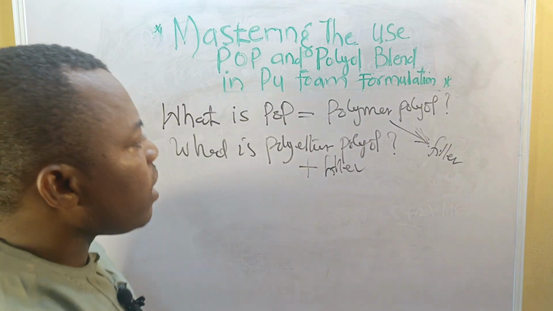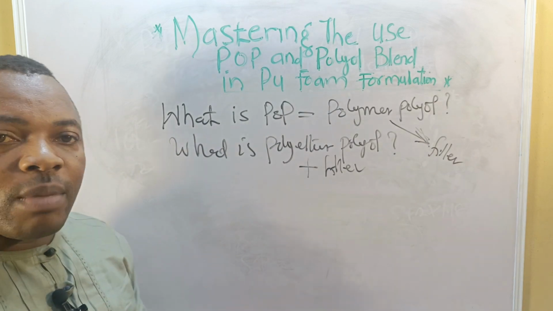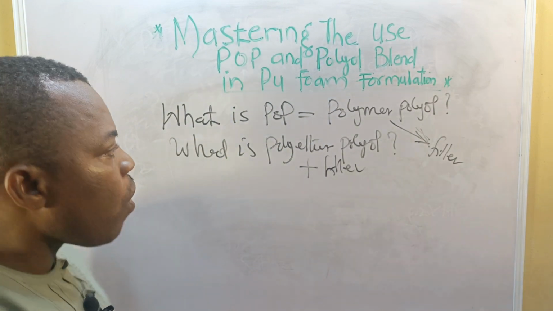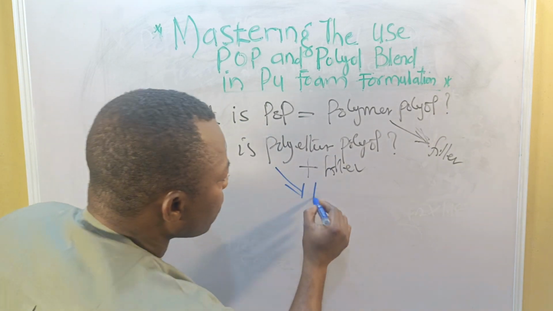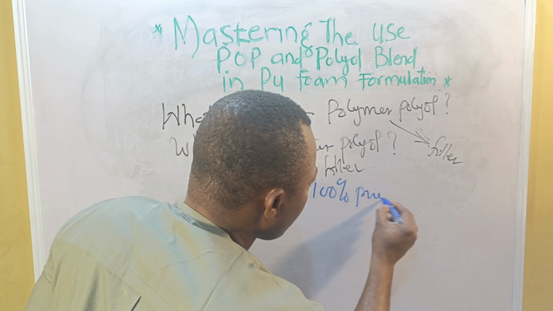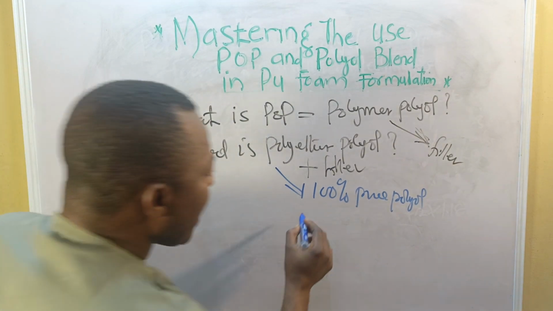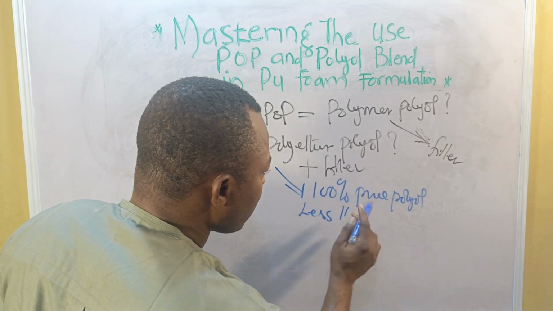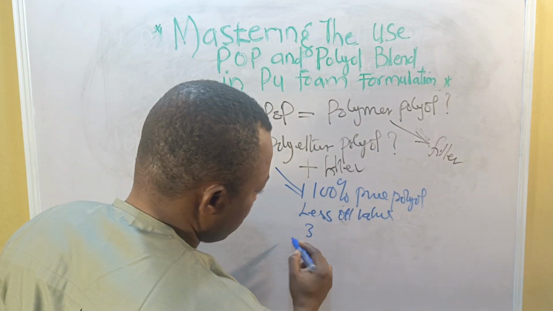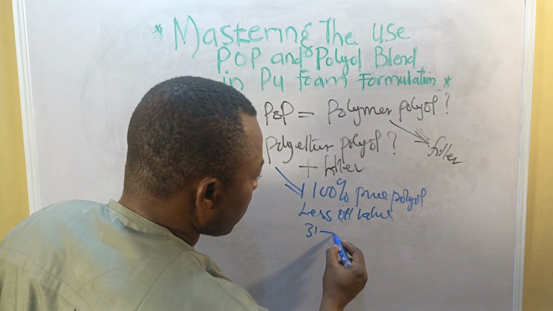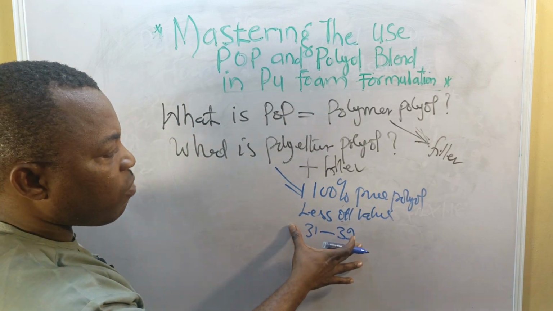What they are trying to see is how they can achieve a firm foam. When I say firm, I mean the hardness of that foam. So what is this polyol? Now, looking at this one, it is 100% pure polyol, with less hydroxyl value, less OH value, ranging from let's say 31 to 39 or even more, depending on the manufacturer specification.